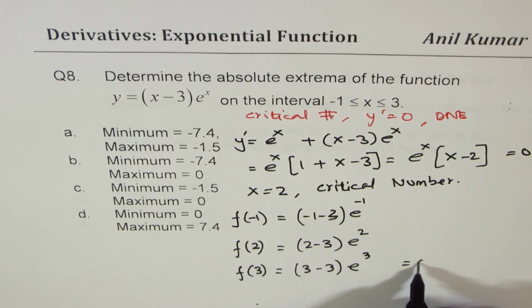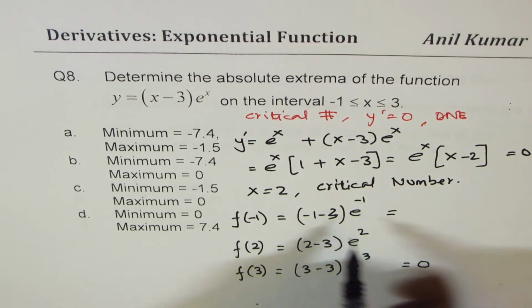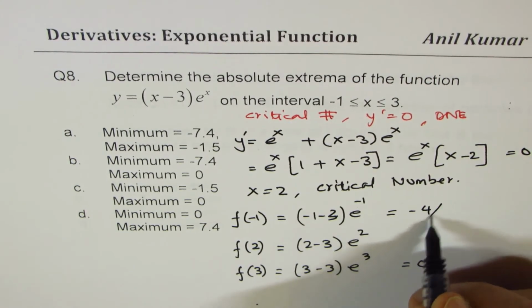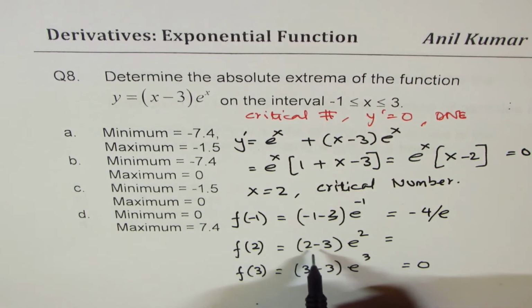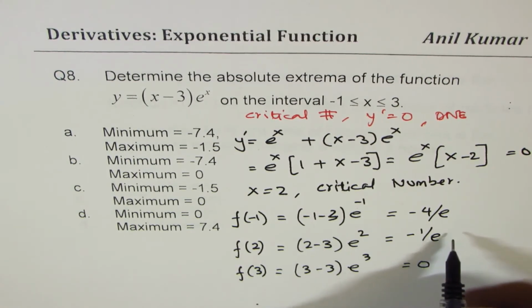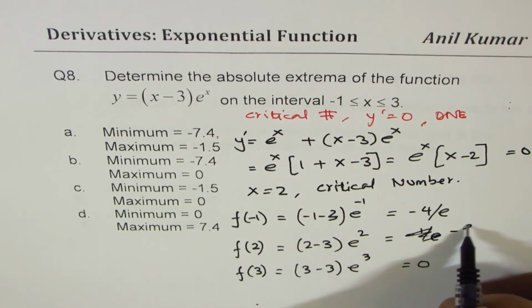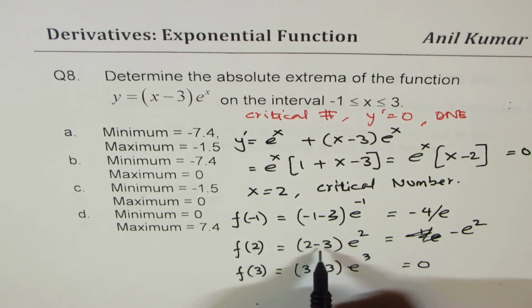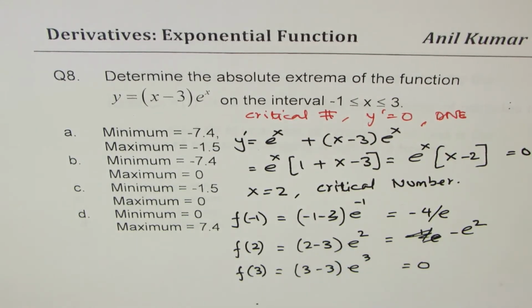So that is 0. Okay, and here we have minus 4 over e, and here we have minus 1 times e squared. Is that okay? Minus 1 e squared. Perfect. So let's calculate these values.